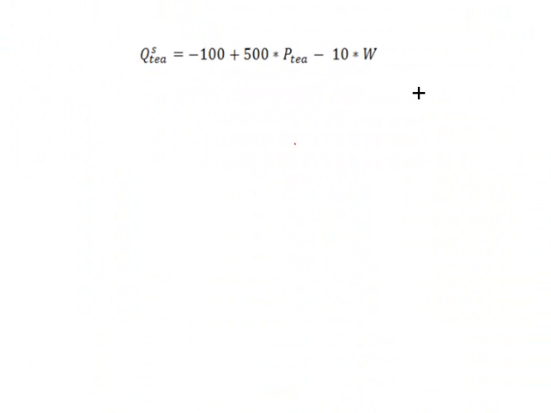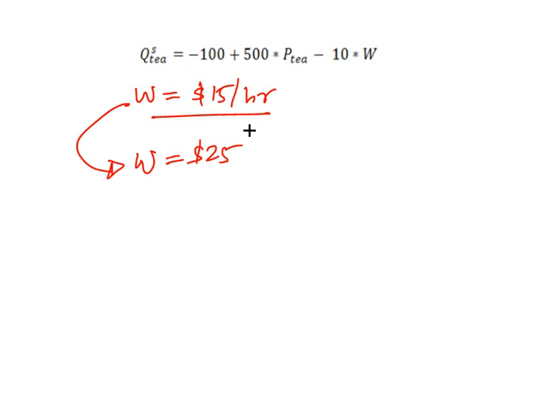Right, so this is our quantity of supply. We have taken the earlier wage as 15 per hour and we have got the quantity supplied and that function. Now let us say that the workers have demanded a higher wage. Let's say 25 per hour they are demanding. So what will the quantity supplied become?